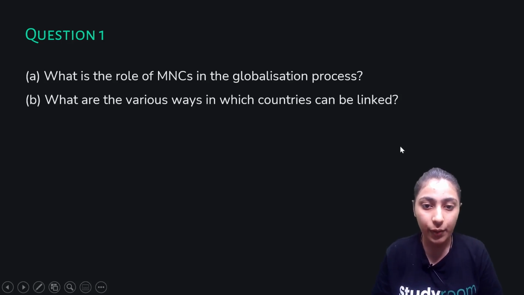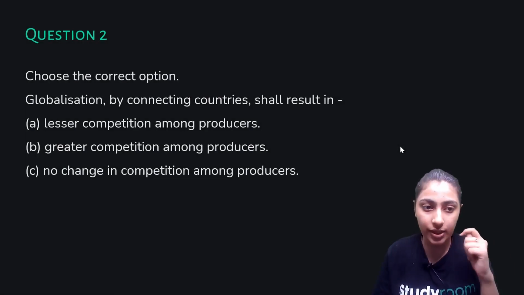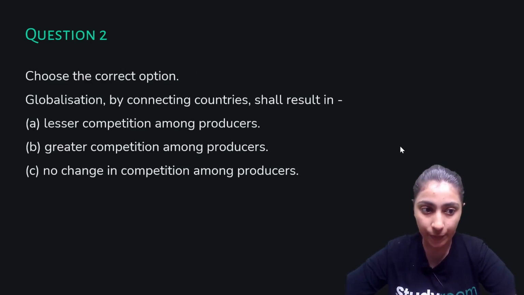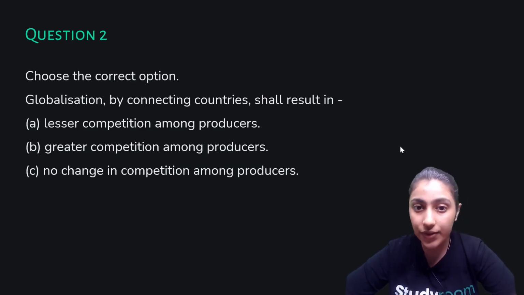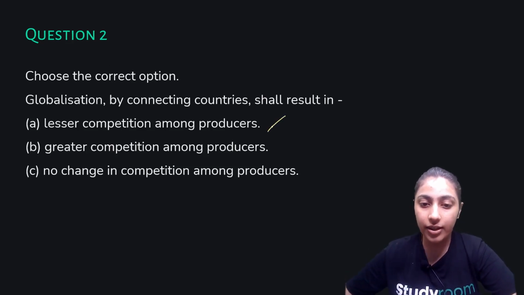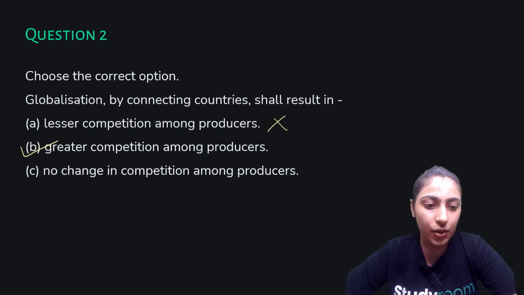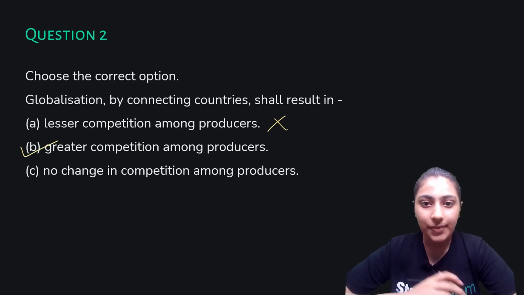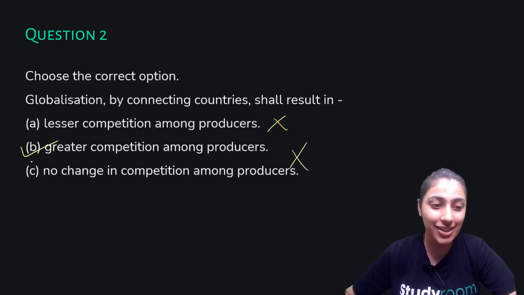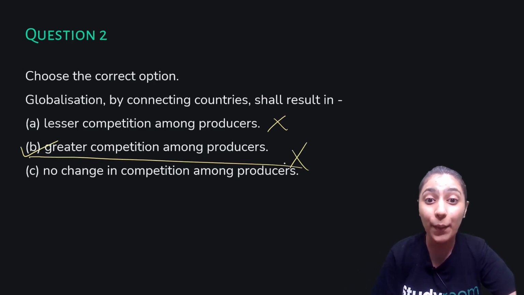Moving forward, we have our next question, which says, choose the correct option. Globalization, by connecting countries, shall result in: option A, lesser competition among producers. Considering the China and India steel example, this is not the correct option. Greater competition among producers, considering the China and India steel example, yes. Okay, let's see the third one: no change in competition among producers. Absolutely not. So the answer is greater competition among producers.